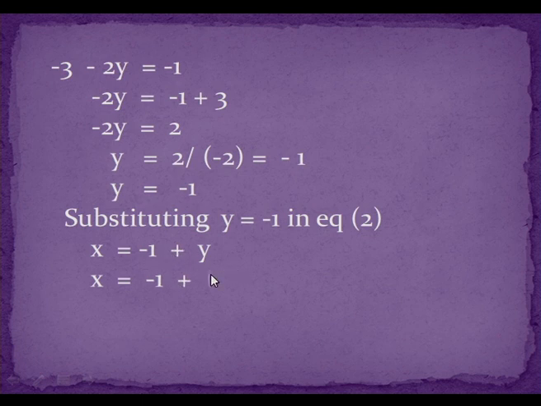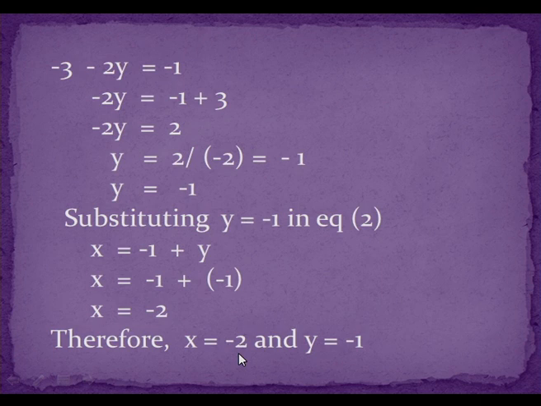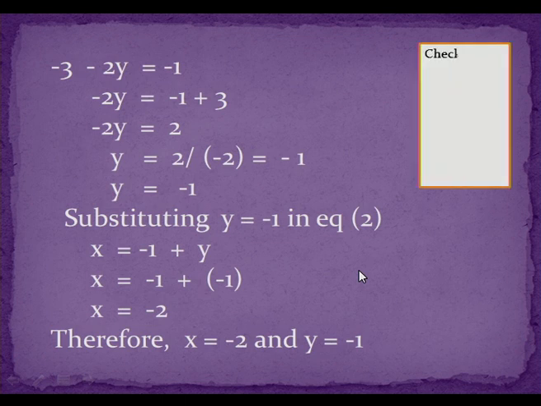plus y, but y value we got as minus 1. So, instead of y, we will be substituting minus 1. So, x is equal to minus 1 plus of minus 1. Now, what do we get? Minus 1 minus 1 gives me minus 2. Therefore, x is equal to minus 2 and y is equal to minus 1 is the solution of the pair of linear equations given to us.